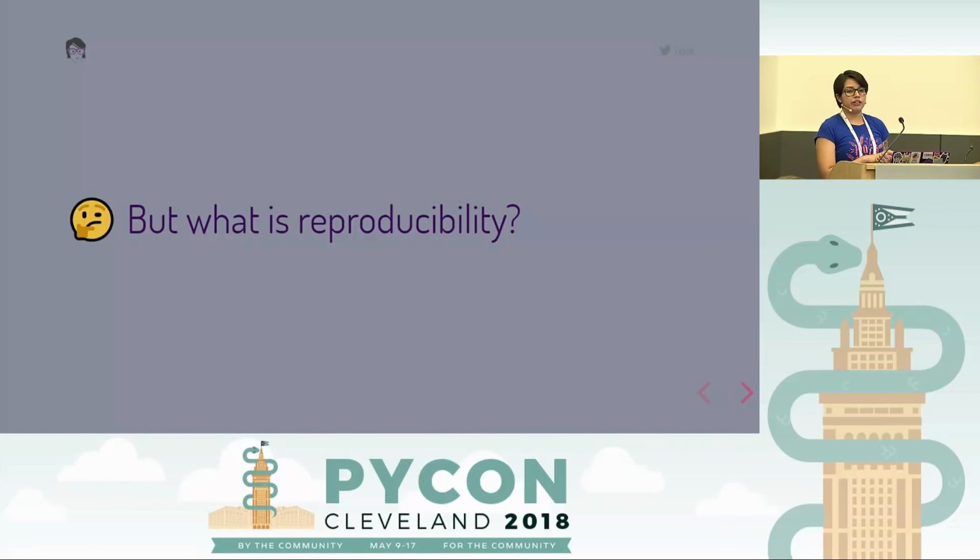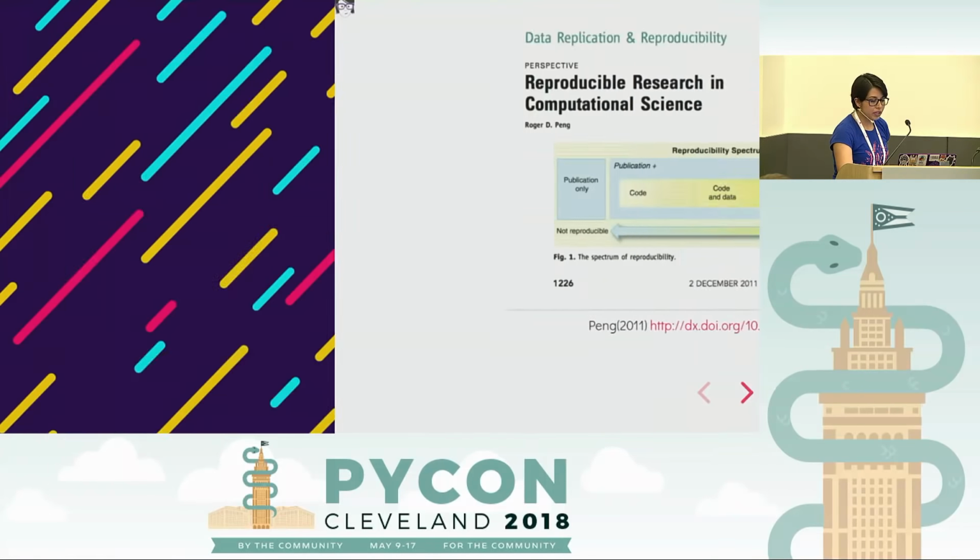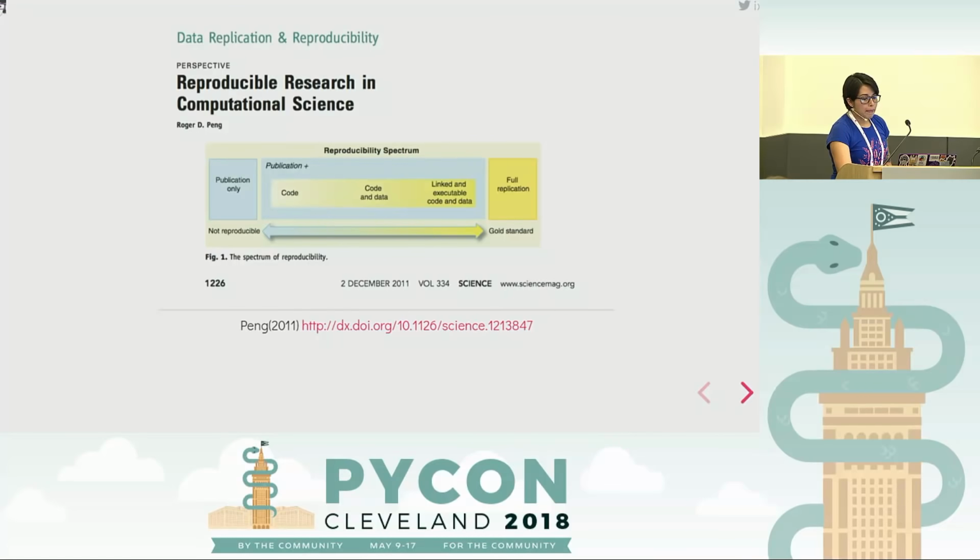And here I've said so many times the word reproducibility. And I can just see some of your faces like, yeah, well, what is it? I'm glad you asked. Not. I'm going to refer to Roger Peng. In 2011, he started defining what reproducible research in computational science is.